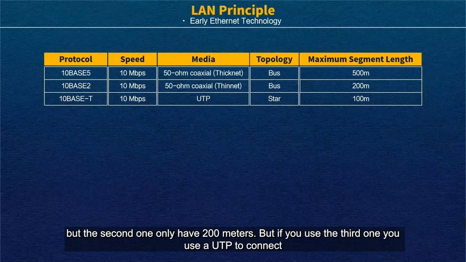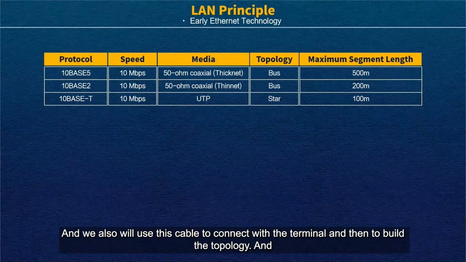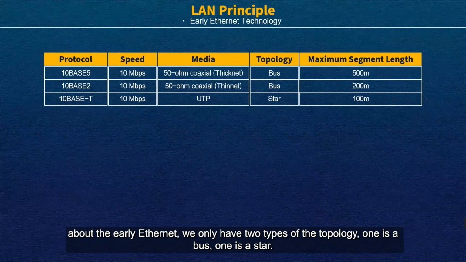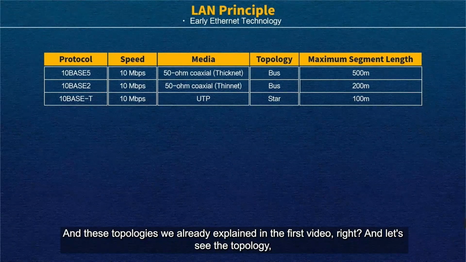But if you use the third one, you use UTP to connect with the terminal. The maximal length is 100 meters. This is a limitation of the cable. And we also use this cable to connect with the terminal and then build the topology. About the early Ethernet, we only have two types of topology. One is a bus, one is a star. And this topology we already explained in the first video, right?